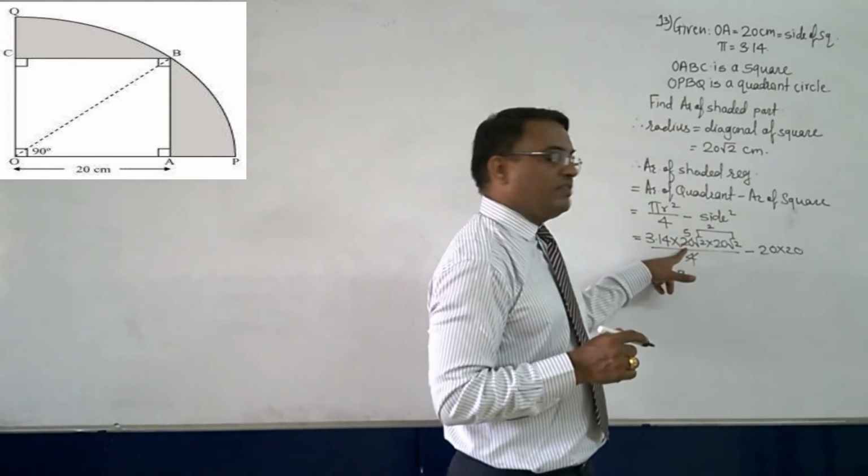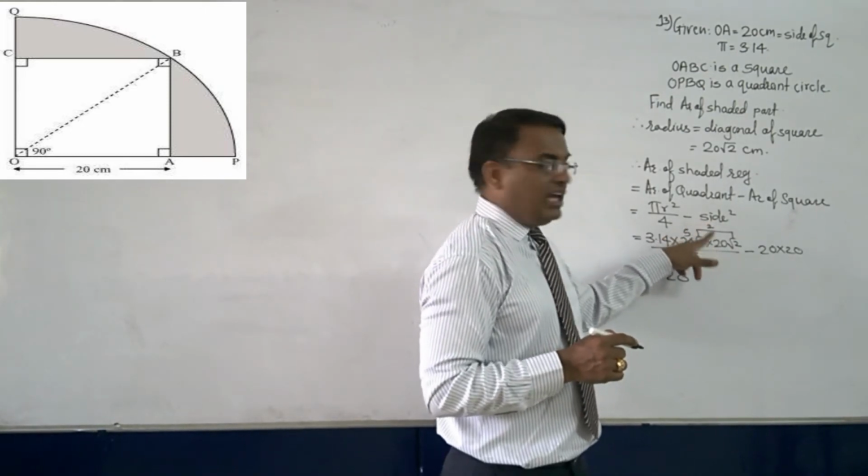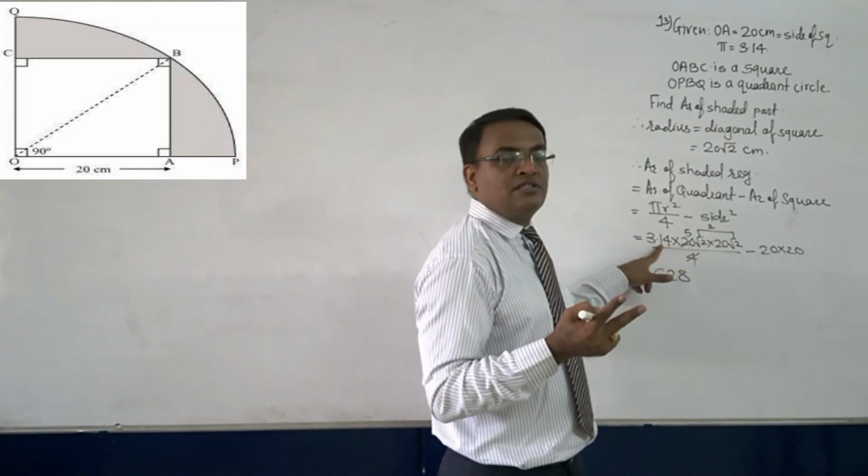Again, 4 5s are 20. This root 2 into root 2 is 2. 5 2s are 10. 10 into 20 is 200. That double 0 will get cancelled with this decimal point.